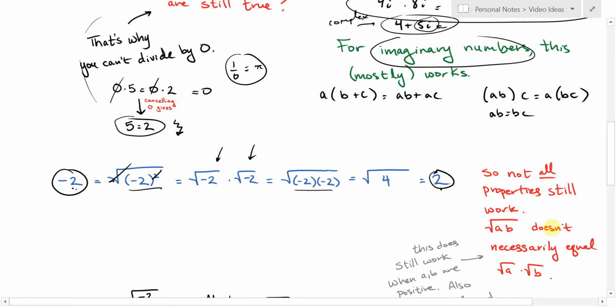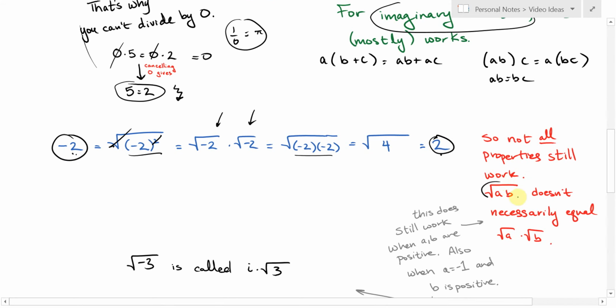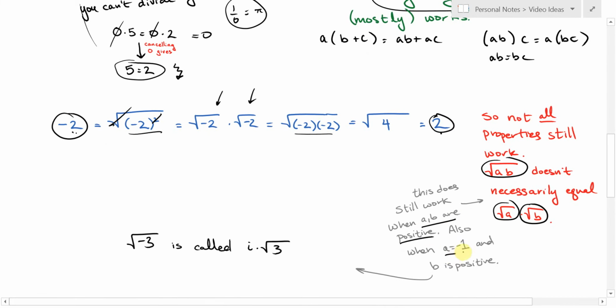Not all properties still work. The square root of a times b is not the square root of a times the square root of b anymore. This still works when a and b are positive real numbers. And by the way, it also happens to work when a is equal to -1. That is to say, when one of these things is actually i, it still works. And b is positive, right? So I've shown you an example here.